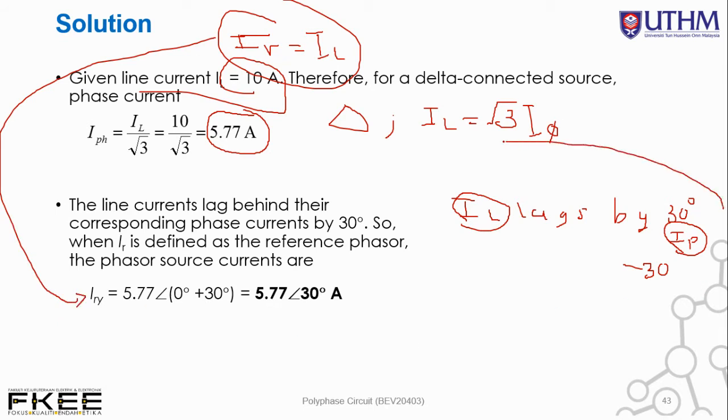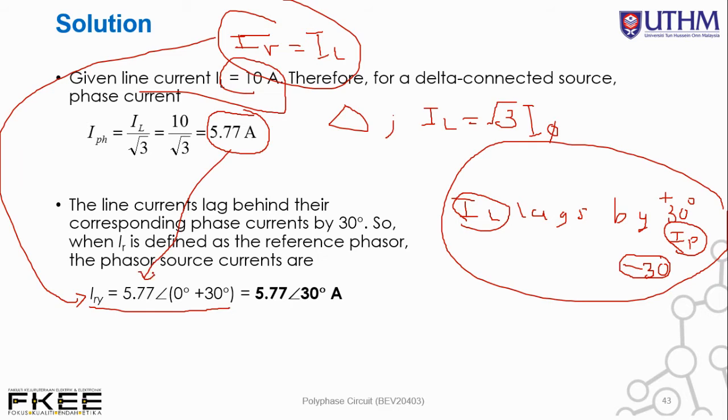So according to this relationship, from phase current IL to phase, you add plus 30 degree, but from line to phase, you need to deduct 30 degree. You have to plus 30 degree, just like this one. So plus 30 degree, the magnitude or RMS value 5.77, so you will get 5.77∠30° ampere.